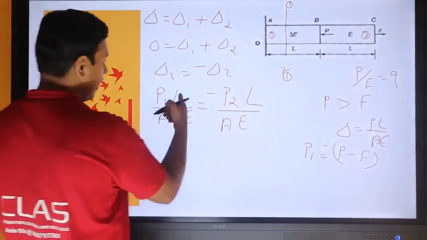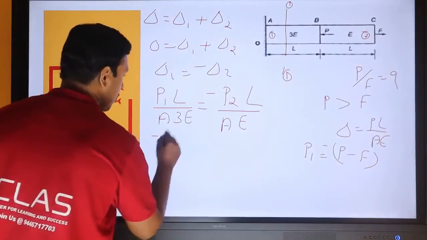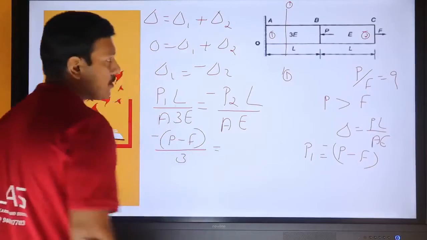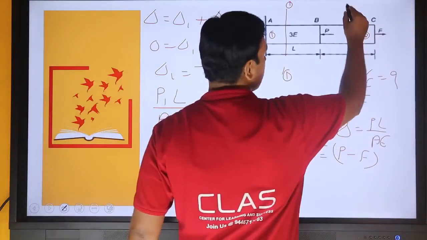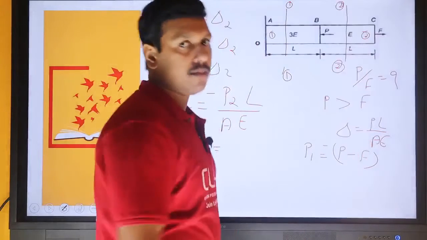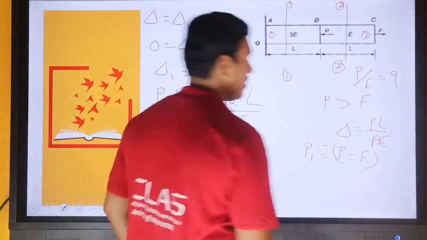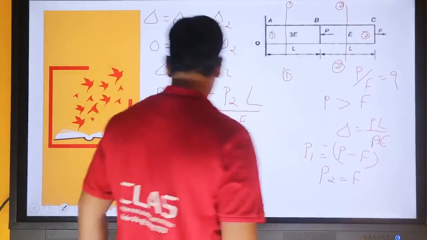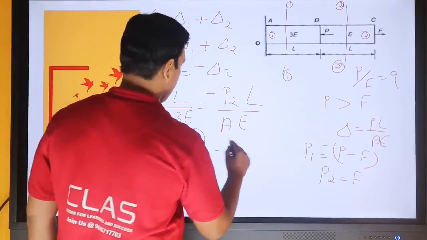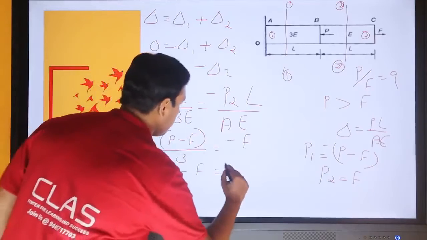So we can write: L is cancelled, A is cancelled, P1 is minus of P minus F, and E is cancelled, by 3 is equal to P2. For the load acting at bar number 2, consider a section 2-2 in bar number 2, and take the sum of forces towards the right. Only one force is acting, F, which is tensile. So P2 is equal to F. L, A and E are cancelled. Minus P1 is equal to P2, so the negative can be cancelled. P minus F is equal to 3F.